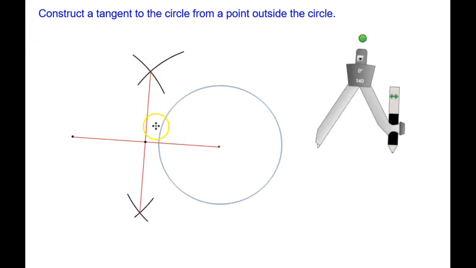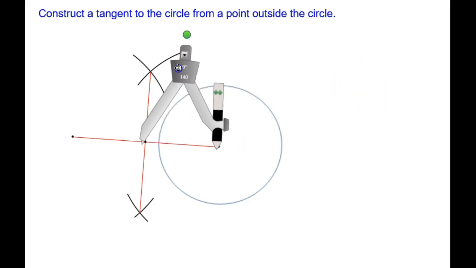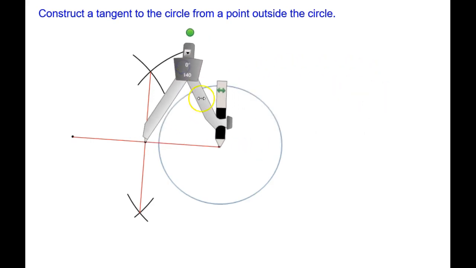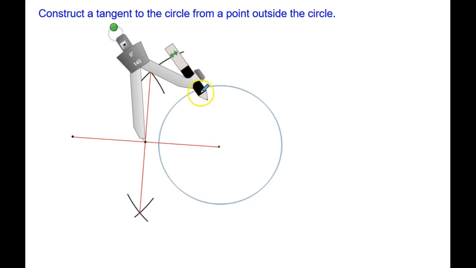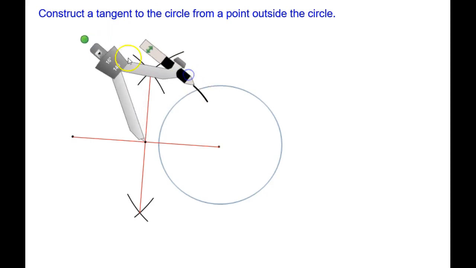Once we have the perpendicular bisector constructed, we're going to place a point where that intersects with our original segment. This represents the midpoint. We're going to take our compass, place it on that midpoint, and adjust it so it goes to the center of the circle. And now we're going to construct two arcs that intersect our circle.